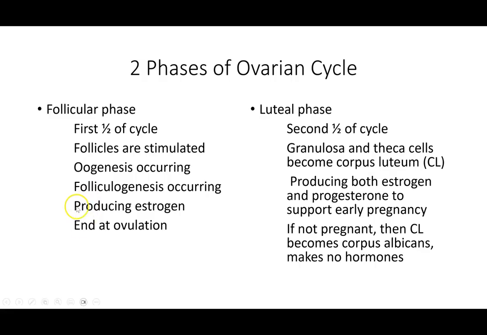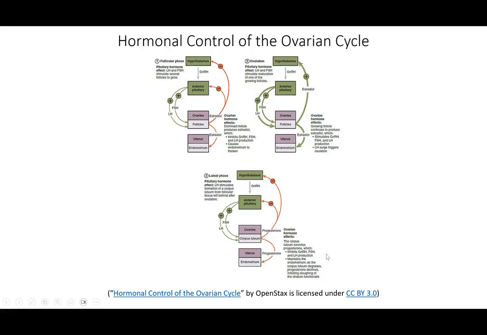We are producing estrogens actively, and this phase ends at ovulation, which also signals the start of the luteal phase, which is that second half of the cycle. This is when the granulosa and theca cells become the corpus luteum. These will continue producing both estrogen and progesterones to support early stage pregnancy. If pregnancy does not occur, then that corpus luteum actually becomes the corpus albicans, which does not make hormones, and then ultimately fully breaks down.